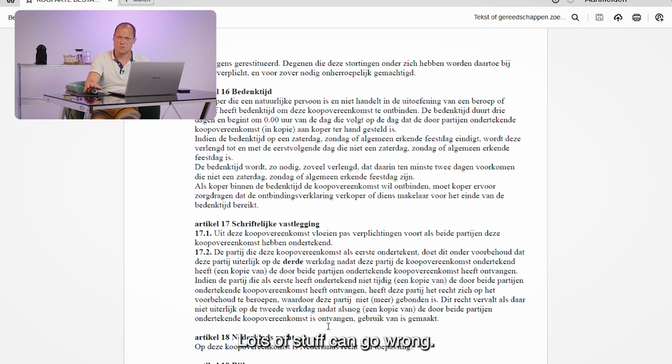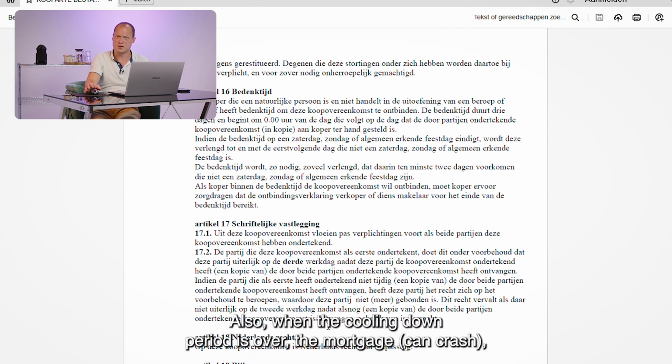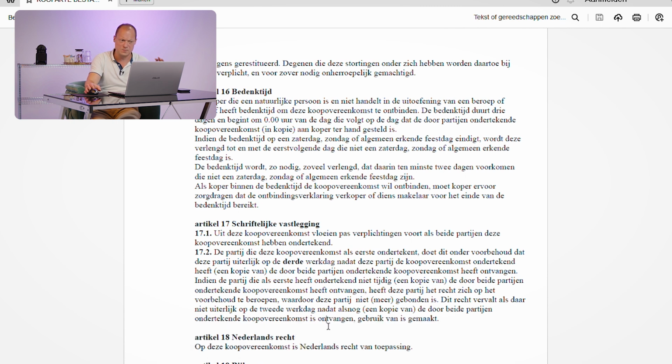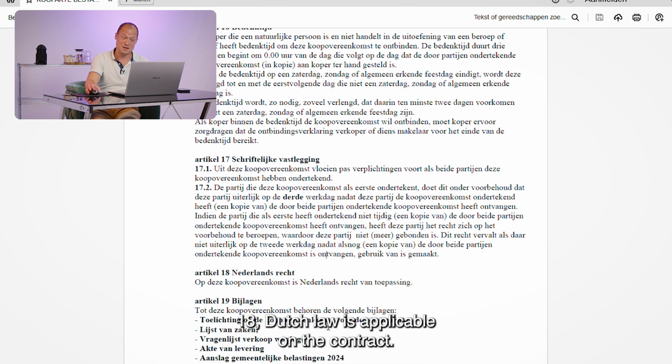Lots of stuff can go wrong. Also, when the cooling down period is over, the mortgage can fail, the sellers can sell the property illegally to another person, so don't drink champagne, please. Article 18, Dutch law is applicable on the contract.